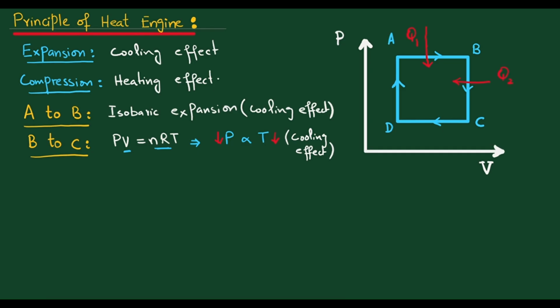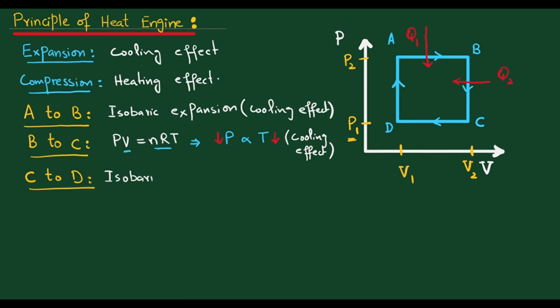Now consider the third process, which is C to D. C to D is an isobaric process because the pressure remains constant. Let's say it's a pressure P1 and this is a pressure P2, and here the volume V1 and here the volume V2. In C to D, the pressure remains constant, which is P1, and the volume decreases from V2 to V1, V2 being greater than V1, so it is a compression.